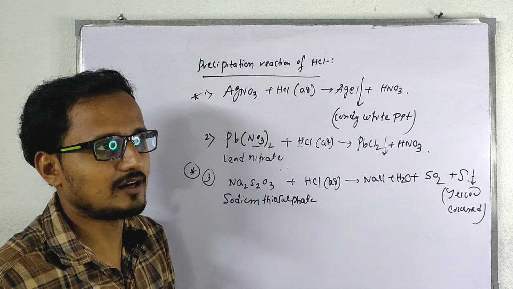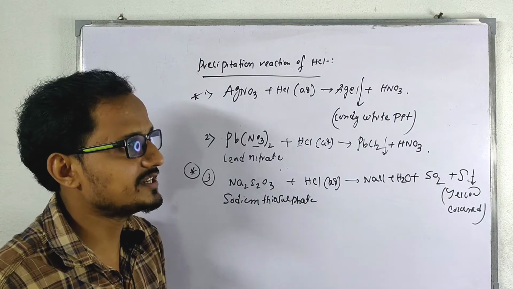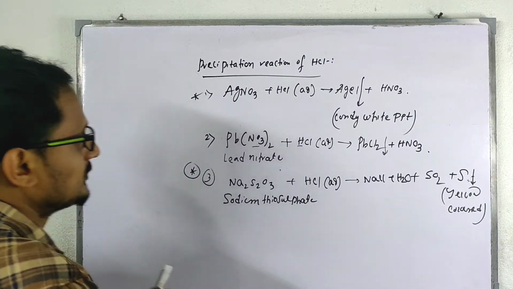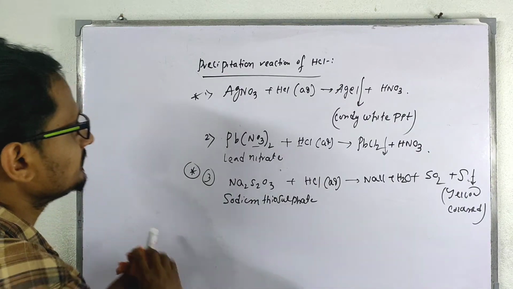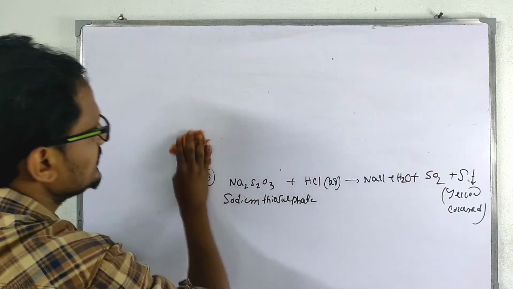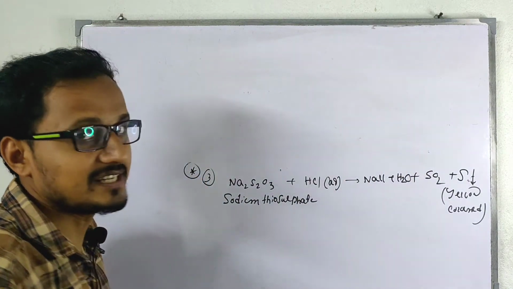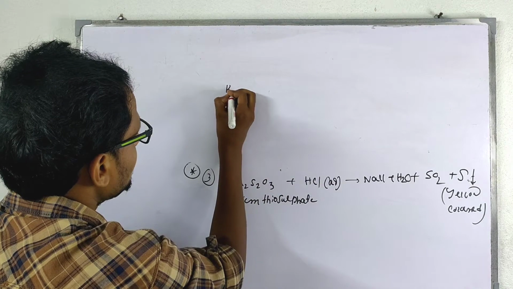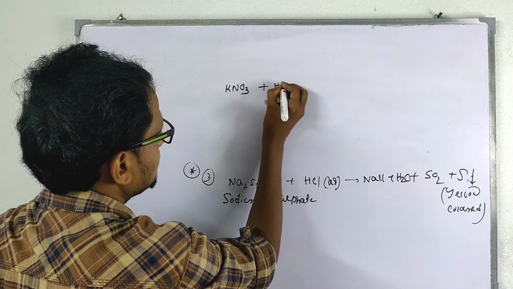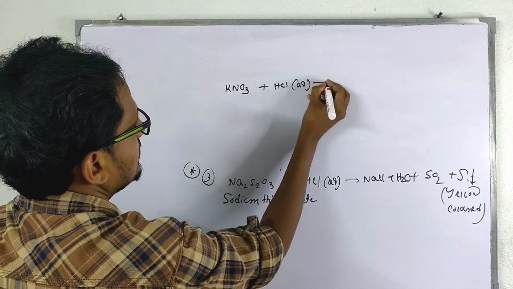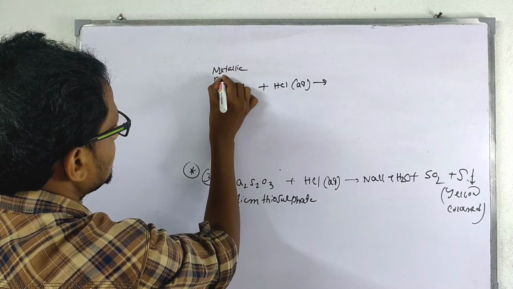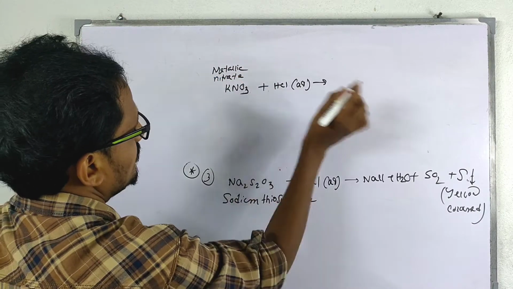How it reacts with oxidizing agents, how it reacts with nitrate salts, that we will discuss here. Okay, so copy this one. Now next, reaction with metallic nitrates. Now metallic nitrate, how can you take? You can take KNO3, potassium nitrate, with aqueous HCl. This is a metallic nitrate with hydrochloric acid.